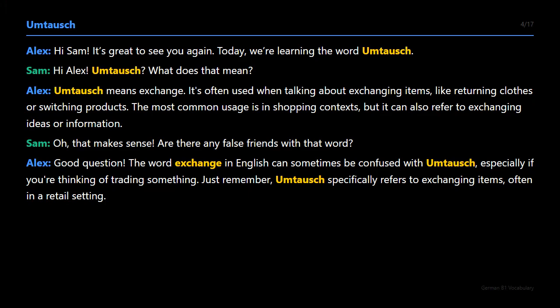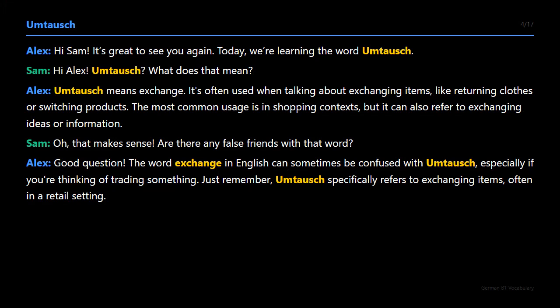Today, we're learning the word Umtausch. Hi Alex. Umtausch. What does that mean? Umtausch means exchange. It's often used when talking about exchanging items, like returning clothes or switching products. The most common usage is in shopping contexts, but it can also refer to exchanging ideas or information. Oh, that makes sense. Are there any false friends with that word?